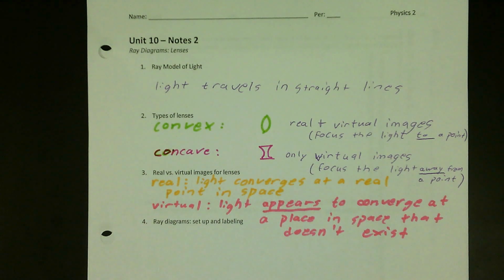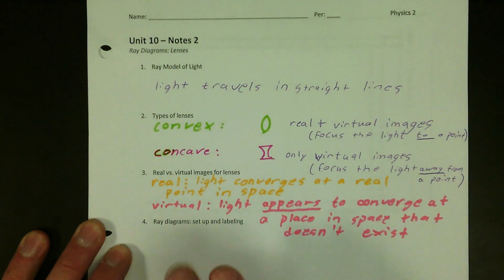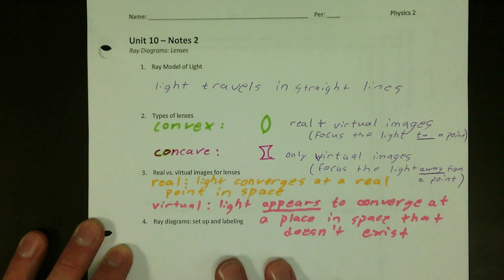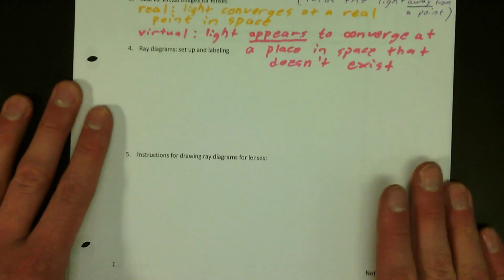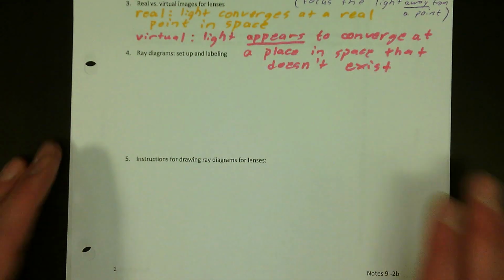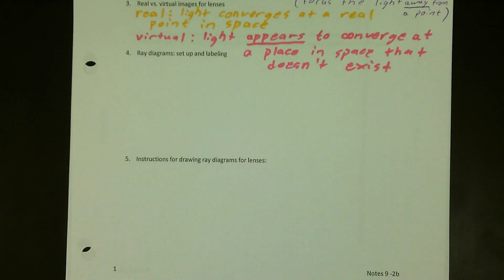Any questions on the definitions here before we draw the diagram? Okay, let's draw a diagram. First thing we're going to do is I'm going to show you how to set it up. You're going to do this exact step exactly like this for every single problem. It doesn't matter what type of lens. It doesn't matter what the numbers are I give you. It doesn't matter what you're solving for. You set it up the same way every time.